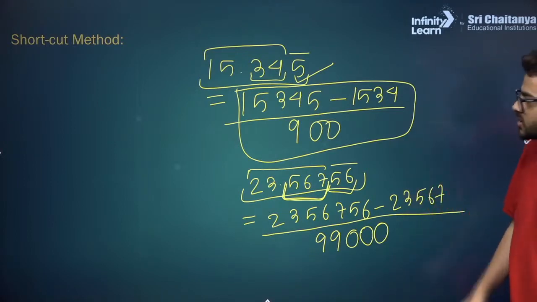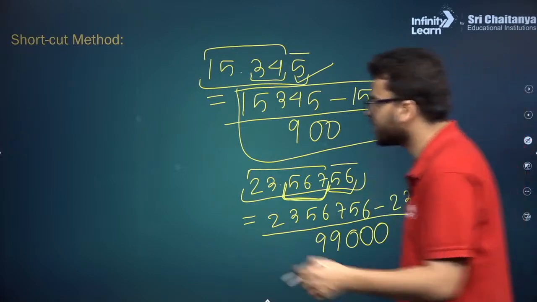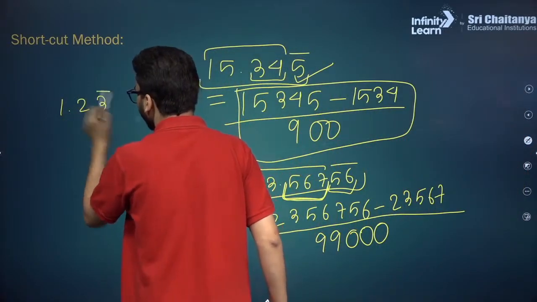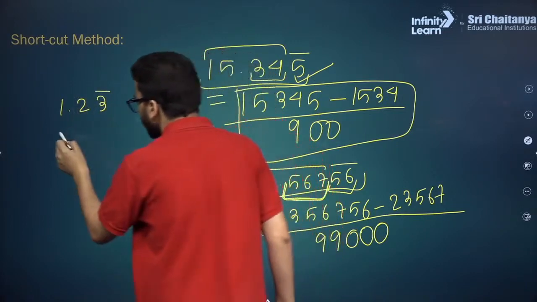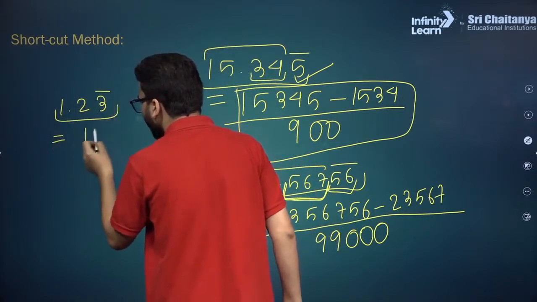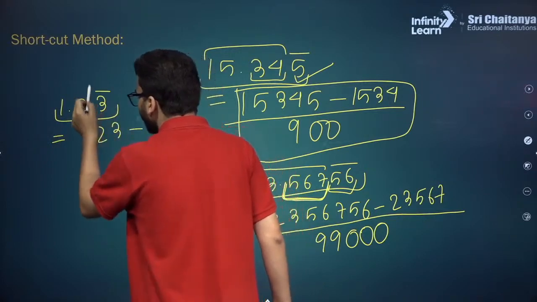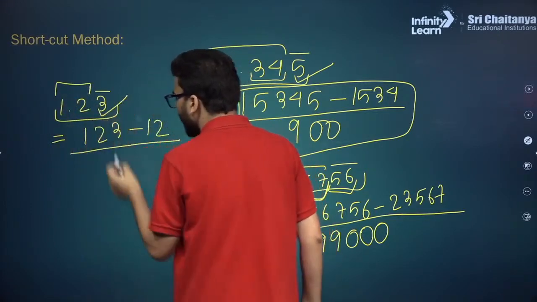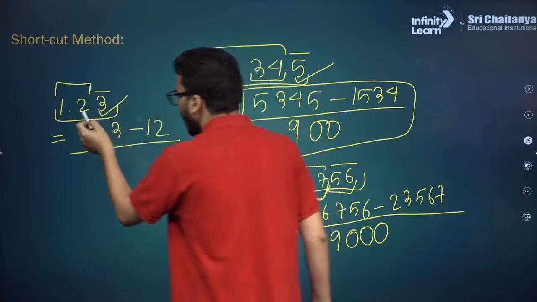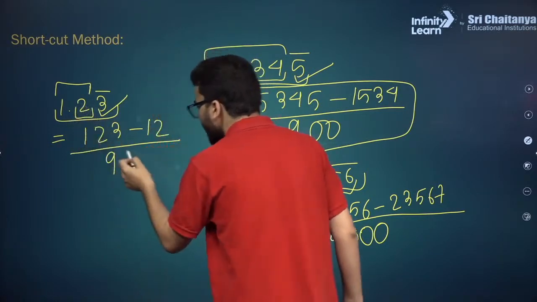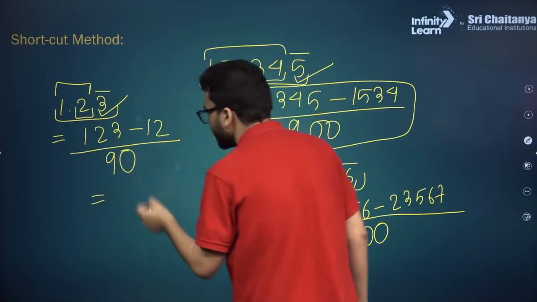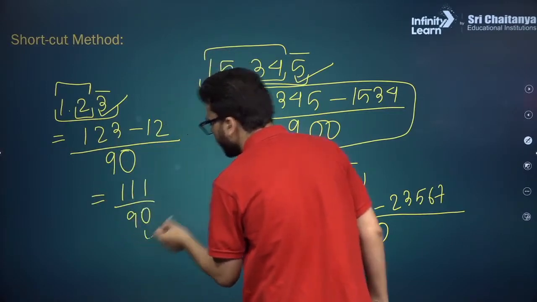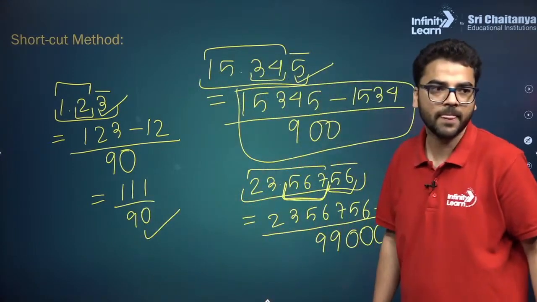So this is the shortcut. Suppose you take a simple question over here. Suppose I get 1.23 with a bar over it. I want to represent it in the form of p by q. What will I do? I'll take 123, subtract the number on which bar is not there, divided by on 1 digit bar is there, so 9 will come up. After the decimal, on 1 digit bar is not there, so 90 will come up. This is the answer. So you see 111 divided by 90. I hope it is clear.